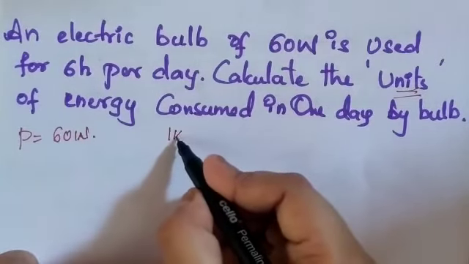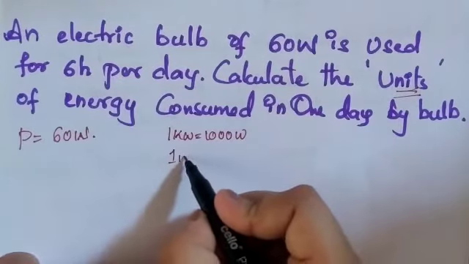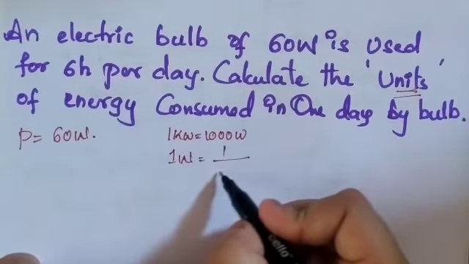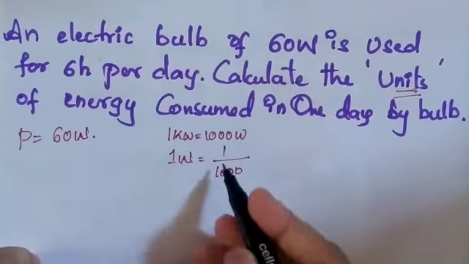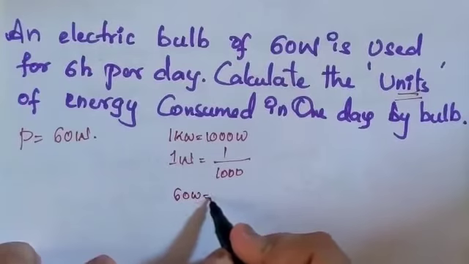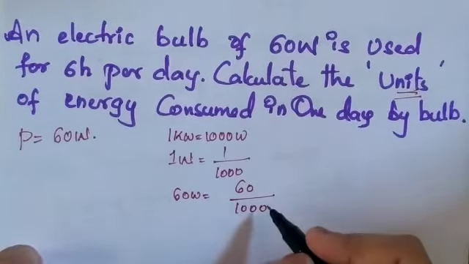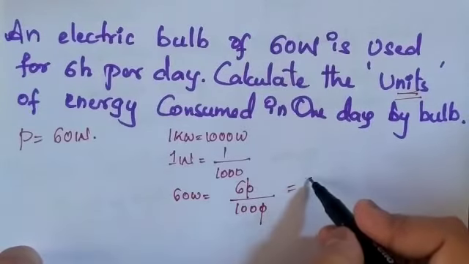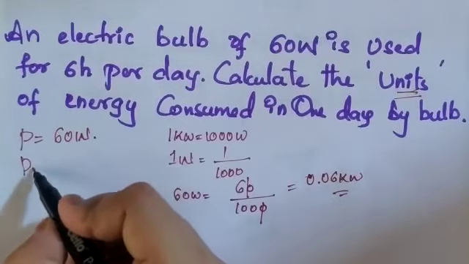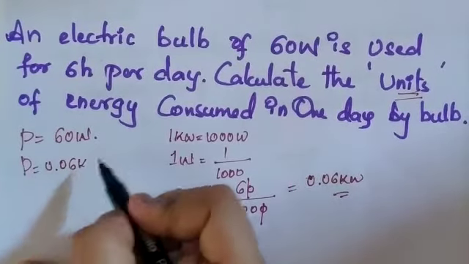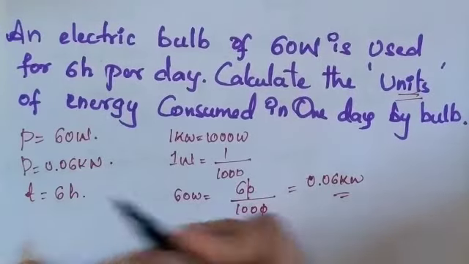So 1 kilowatt is 1000 watt, which means 1 watt is equal to 1 divided by 1000 kilowatt. So 60 watt is equal to 60 divided by 1000, which is 0.06 kilowatt. So power is 0.06 kilowatt. Time T is given, 6 hours.